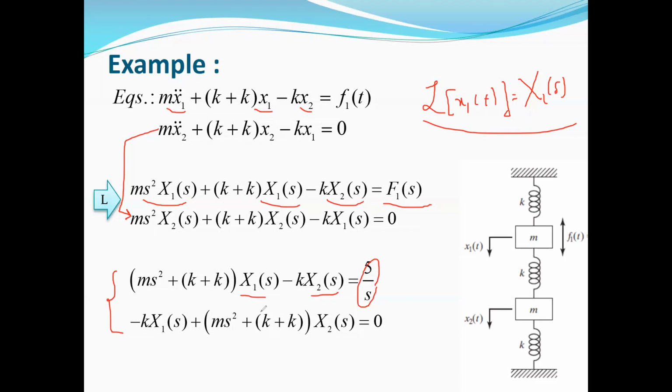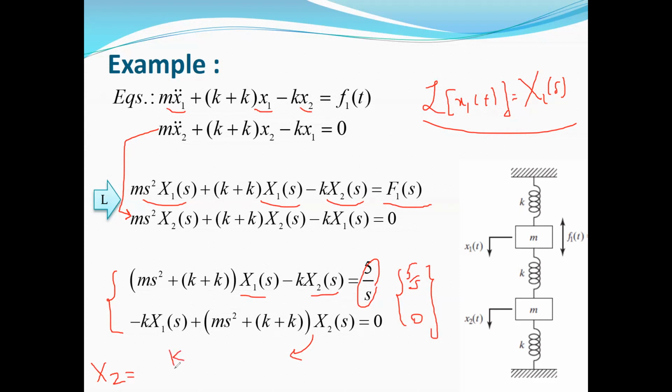You can use different methods. You can write it in the matrix form, and then [X1 X2] is equal to the inverse of the matrix of coefficients multiplied by the vector F(s), which is 5 divided by s and 0. This is the vector of the non-homogeneous term, or F(s). Or you can directly solve the equations. For example, from the second equation you can obtain a relation between X1 and X2.